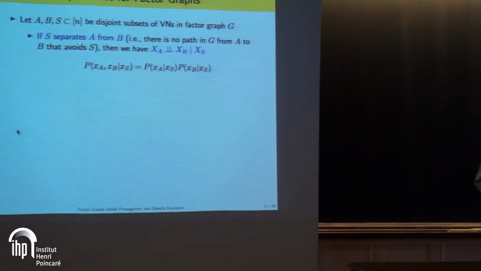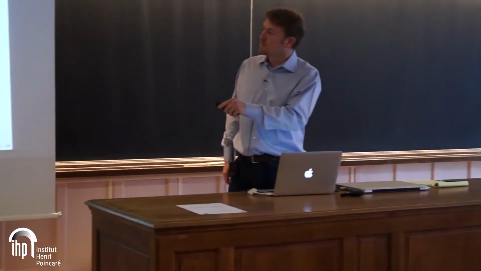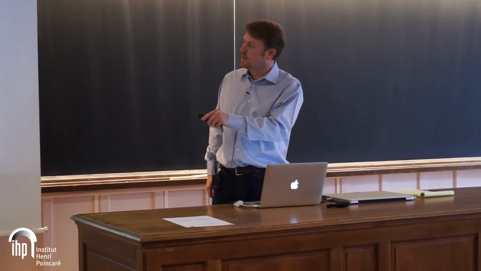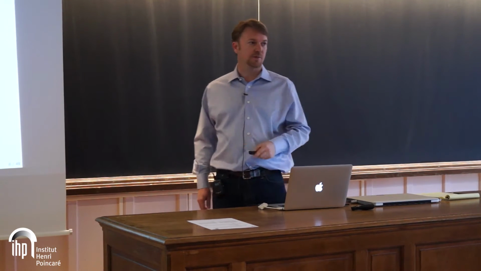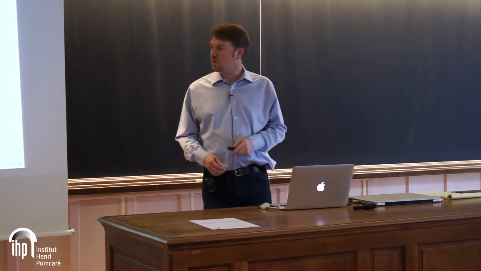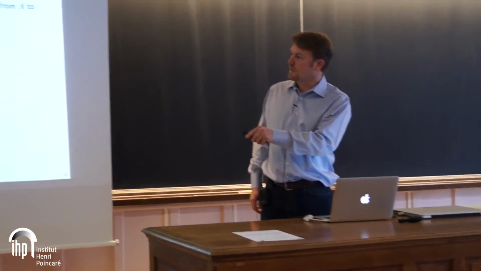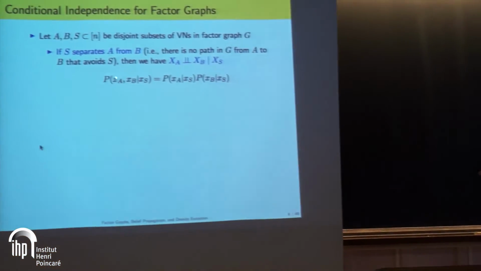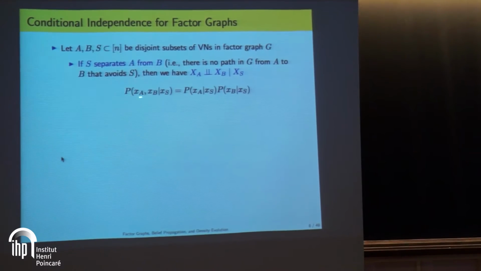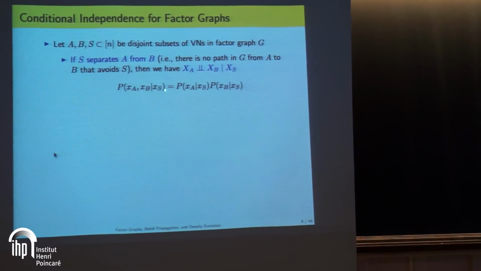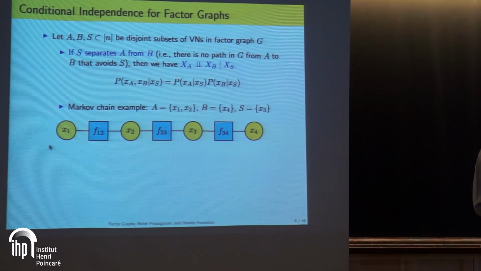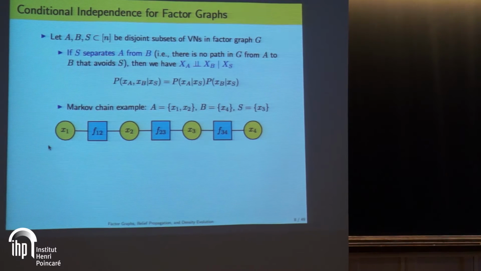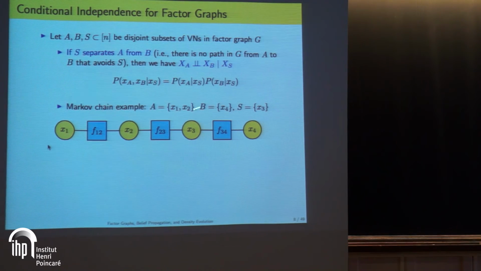If this occurs, then the subset of random variables x sub a is conditionally independent of the subset of random variables x sub b given x sub s. So what does that mean in terms of these probability functions? We're saying that if we looked at the probability function of the realizations xa and xb given xs, then it would factor in this form. In this Markov chain example, it's exactly what I said: I'm going to take A to be x1, x2, B to be x4, and S to be x3.